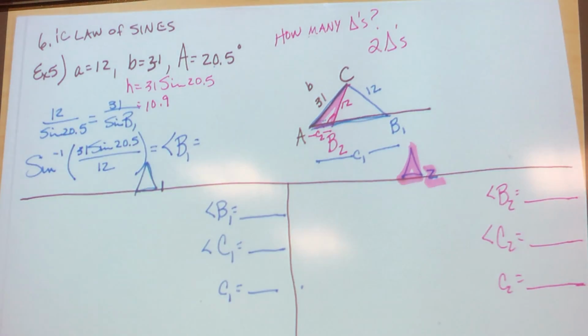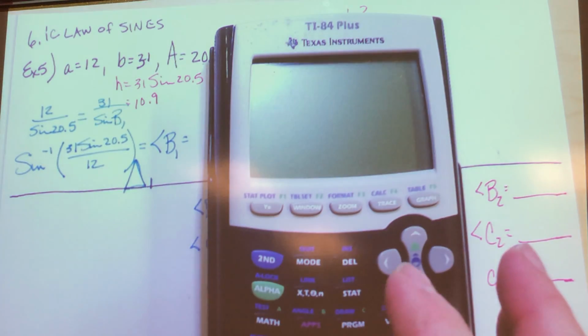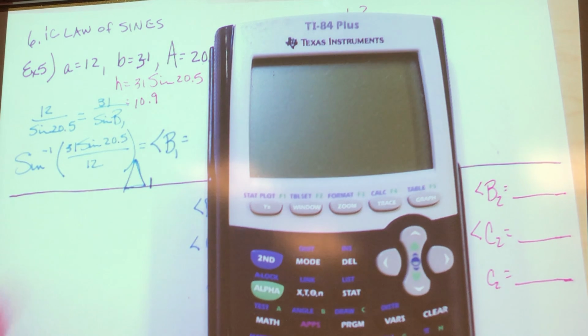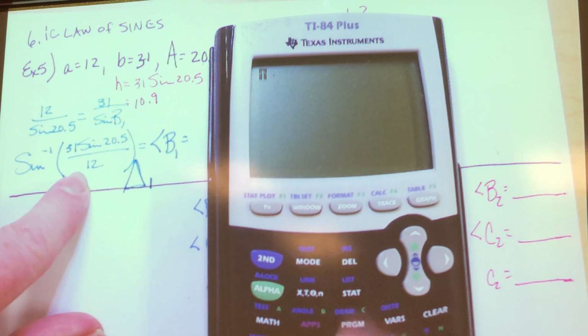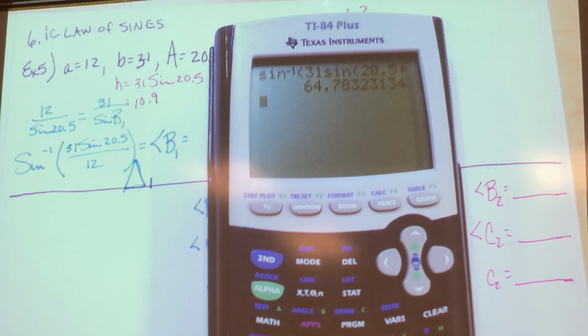So I'm going to pop it in my calculator. This is how I figured out how to do the calculator thing. I'm going to go inverse sine. I am in degrees, I already checked that. And then I'm going to put this in there: 31 times the sine of 20.5, close the parentheses, divided by 12. You can close the parentheses here or not, it doesn't matter. So there's my angle. Do you see it?